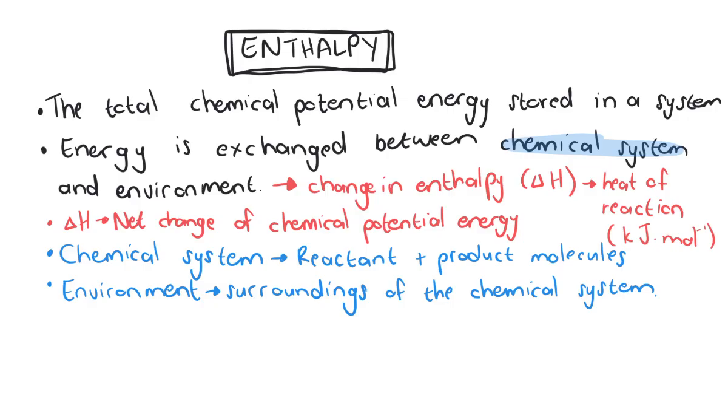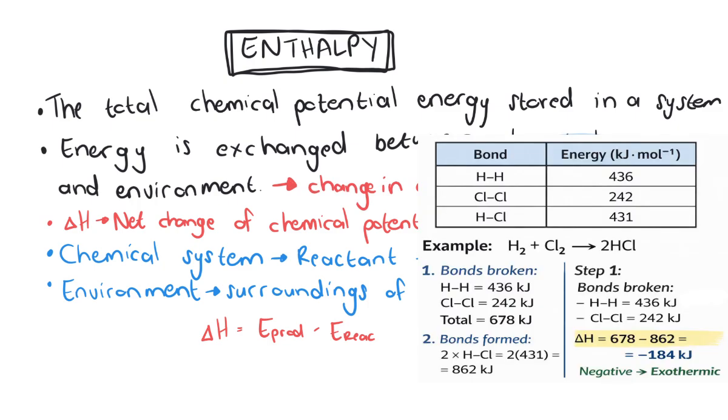To determine your delta H, the change in enthalpy, the heat of the reaction, it's the energy of the products minus the energy of the reactants. Those values they can either give to you or you can calculate. They can give you a table with the energy required to break or the energy released to form specific bonds between specific atoms.